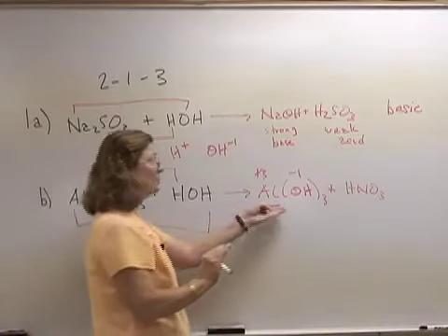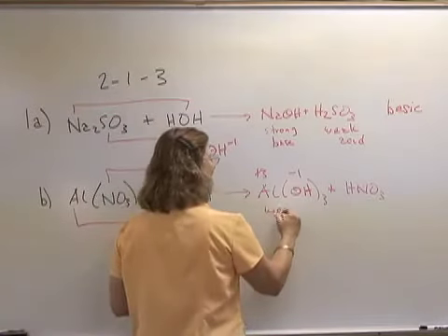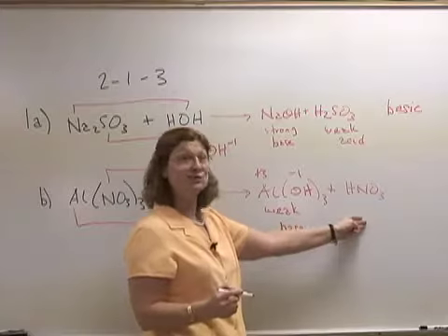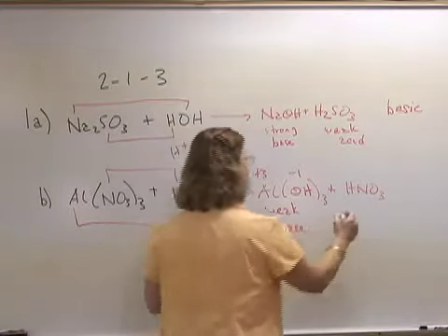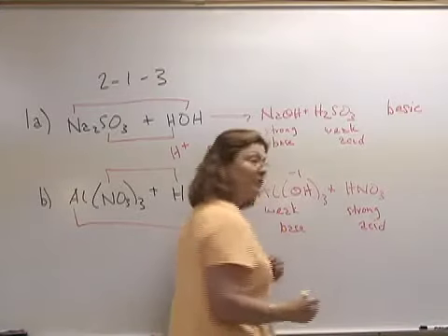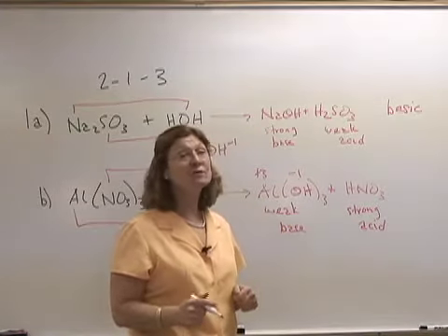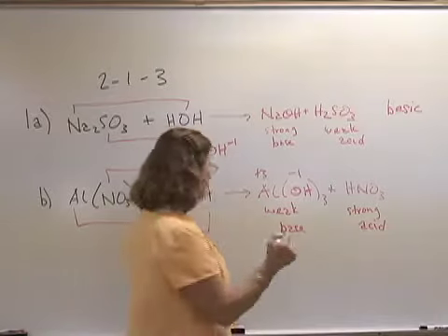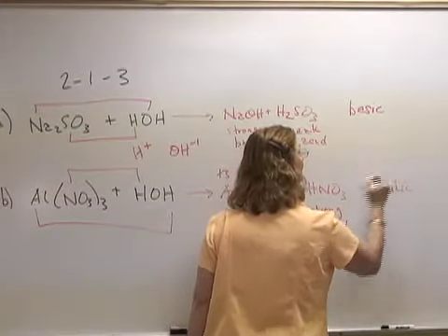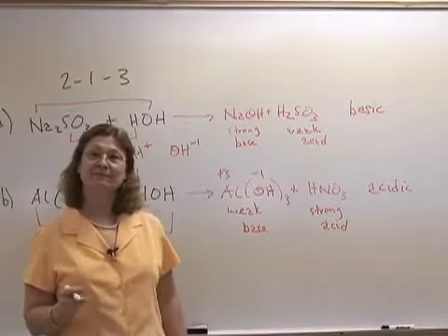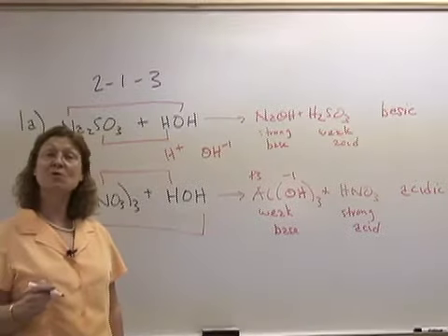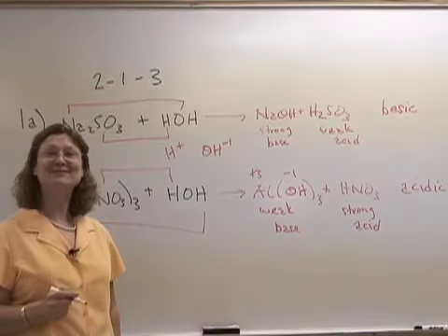And this aluminum hydroxide is a weak base. And nitric acid is one of my 7 strong acids. When one is weak and one is strong, the strong wins. In this case, it becomes acidic. That's 2 of the salts that I will be doing in the warm-up, and I will come back to do the next 2.